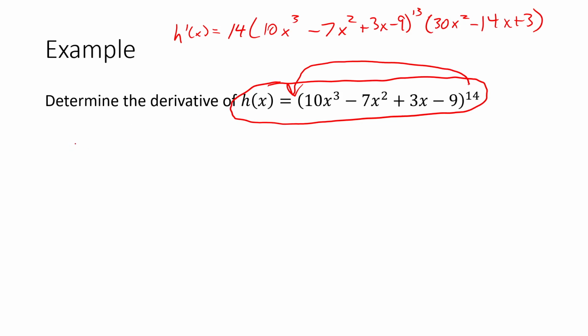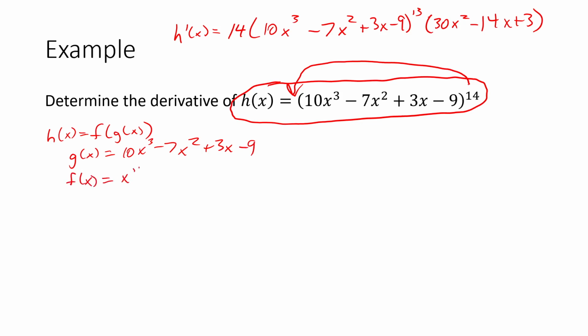and outer functions are. So if I look at the h of x given right there, and I say I need to think of that in terms of an inner and outer function, what I'll probably do is I'll say I'm going to let the inner function be the interior of that bracket, so 10x cubed minus 7x squared plus 3x minus 9. And then since the outer part of the function is blocked to the 14, I'm going to say f of x is x to the 14.